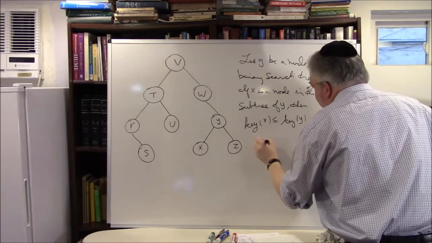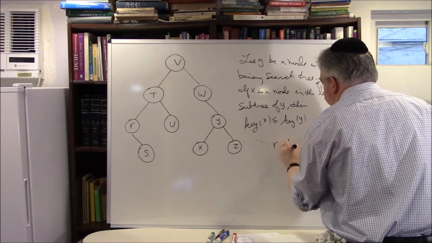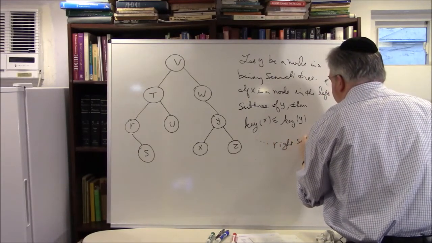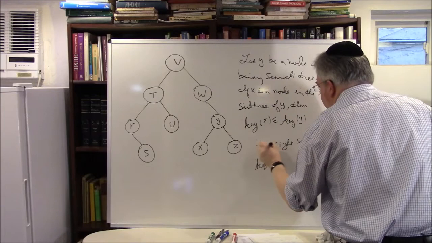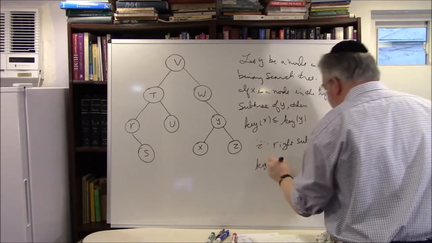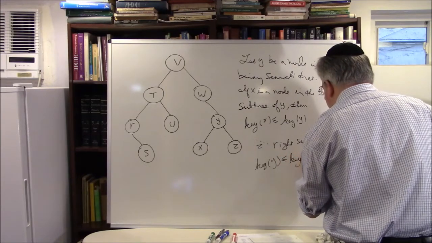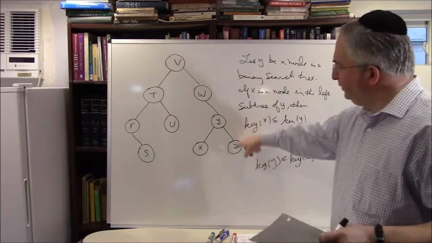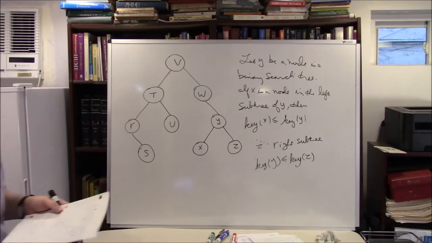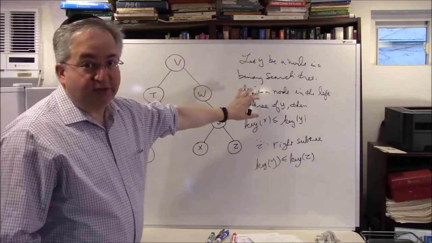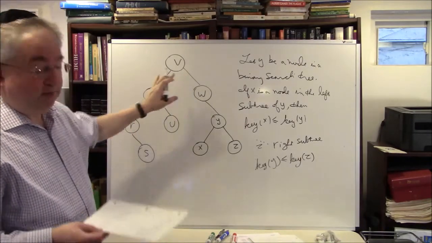And now the other one is the right subtree. If Z is in the right subtree, then we have key of Y is less than or equal to key of Z. So if it's in the right, it's greater than that. Okay, great. The point is that there are a lot of binary trees that satisfy this requirement. This is a nice one, but there are others also.